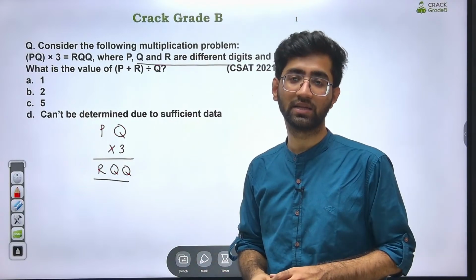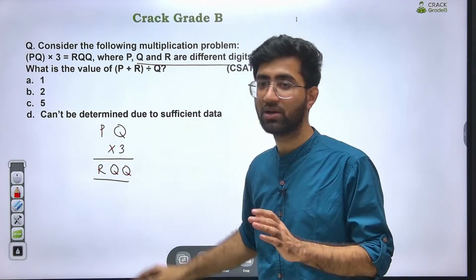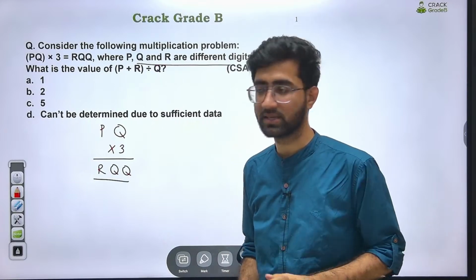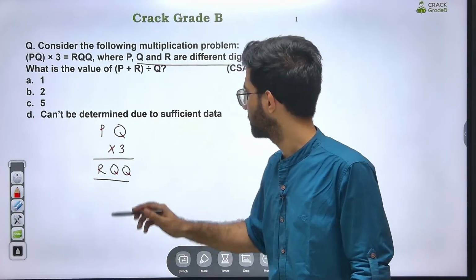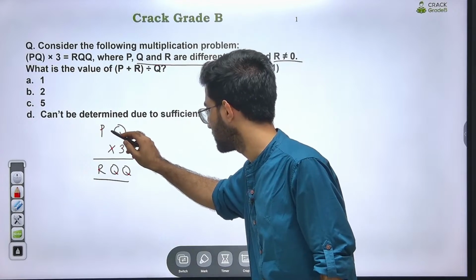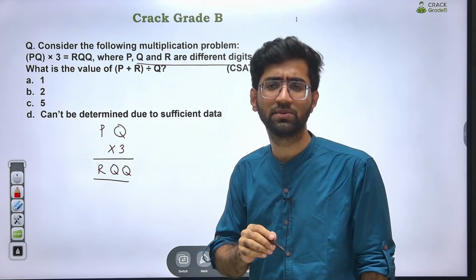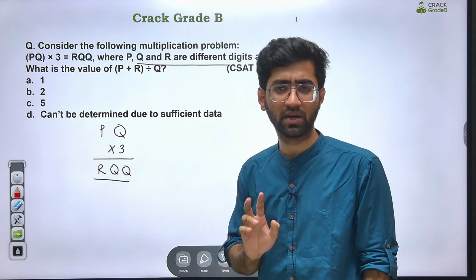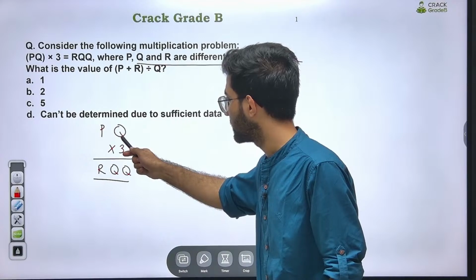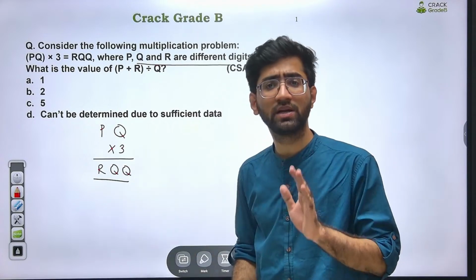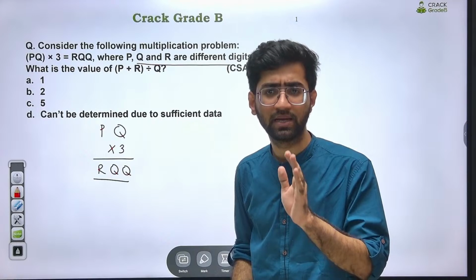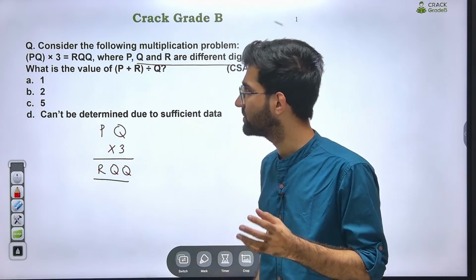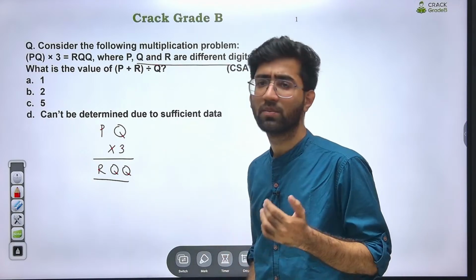The value of R is not equal to 0, and P, Q and R are different digits. Think for a few seconds: if there is PQ, what does it mean? It means that there are basically two digits. And if you multiply Q with 3, you get Q. What can be the possible values of Q?